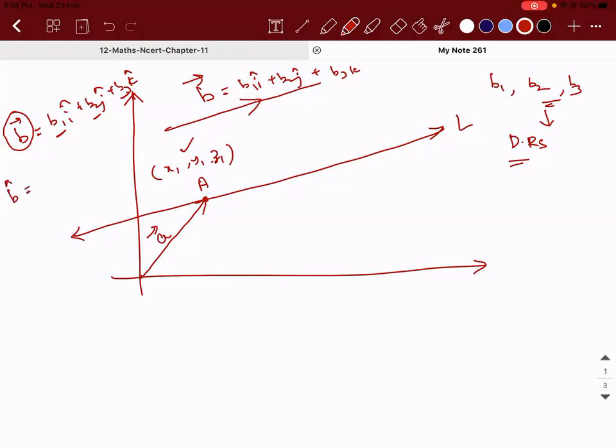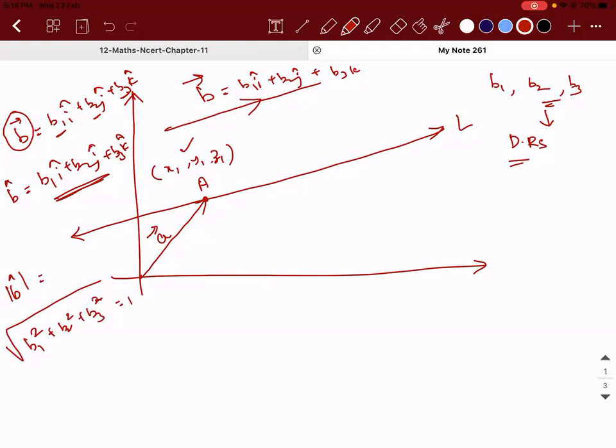Whereas if I give you b cap is equal to b1 i cap plus b2 j cap plus b3 k cap, then in this case, what are b1, b2, b3? They are direction cosines. Why are they direction cosines? Because if you take the magnitude of b cap, what will you get? Root of b1 square plus b2 square plus b3 square, you will get it as 1. When you square on both the sides, b1 square plus b2 square plus b3 square is still 1. And which one will satisfy this particular mathematical equation? It is only direction cosines. Are you people understanding what I'm trying to say?